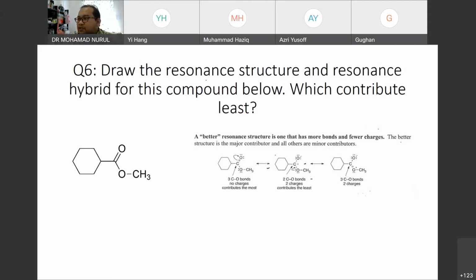So how can you do that? You have to understand that a good resonance structure is one that has more bonds, fewer charges, or is neutral. The better structure is the major contributor. This is quite important, and the minor contributors are not really good structures.